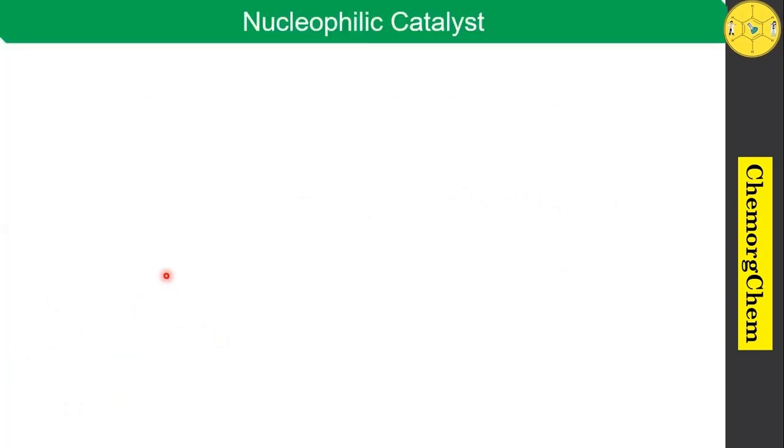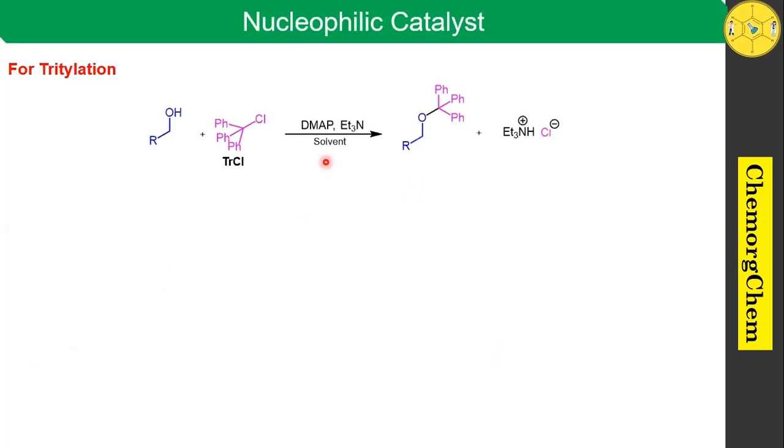Let's move on to another example, where DMAP acts as a nucleophilic catalyst for the tritylation reaction. Tritylation is mainly useful for the protection of alcohol. It can selectively protect the sterically less hindered site, just like our silylation reaction. Now you see when you take the alcohol and react with trityl chloride in the presence of DMAP and triethylamine, it readily produces this corresponding tritylated alcohol derivative.